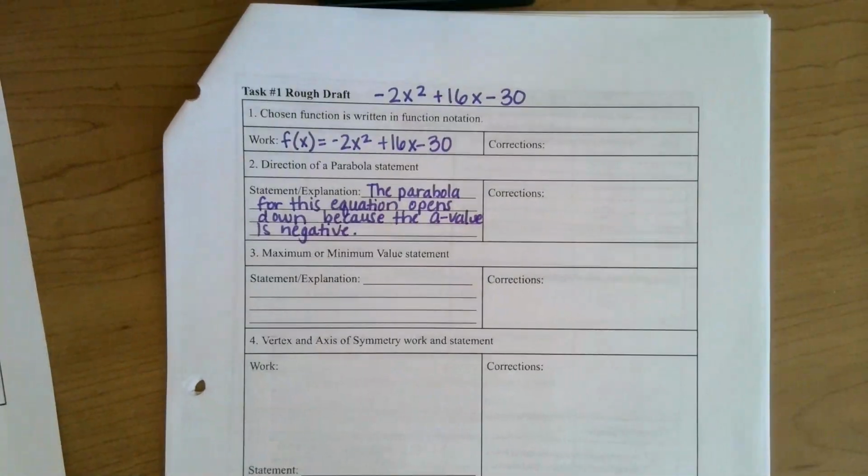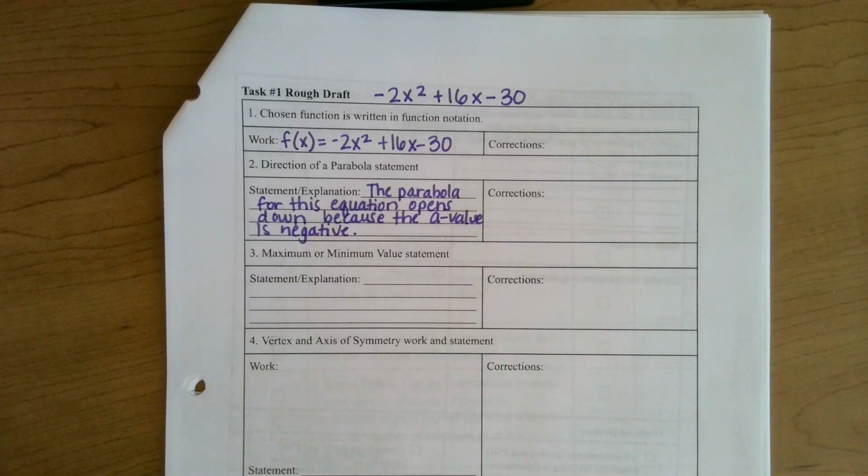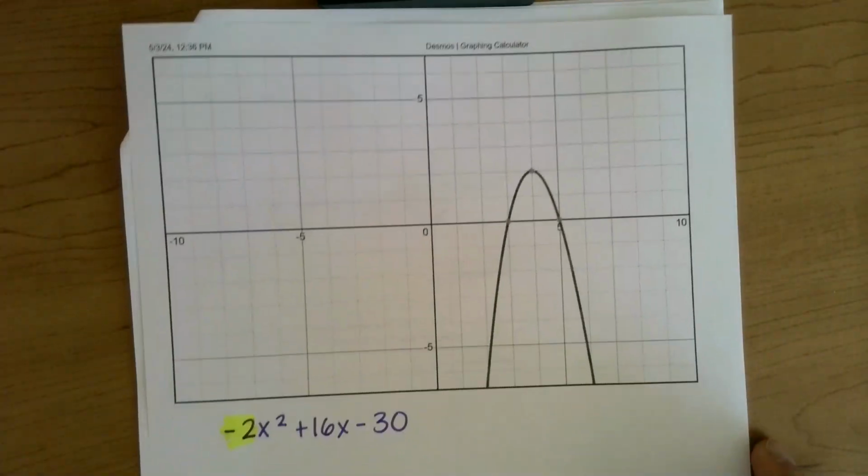All right. And then number 3 says on the directions page, the rubric, maximum or minimum value, a statement that says the parabola has a blank because blank. So now going back to your Desmos graph, let me go back to my printed one.